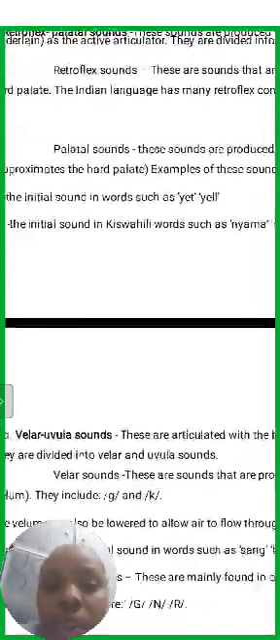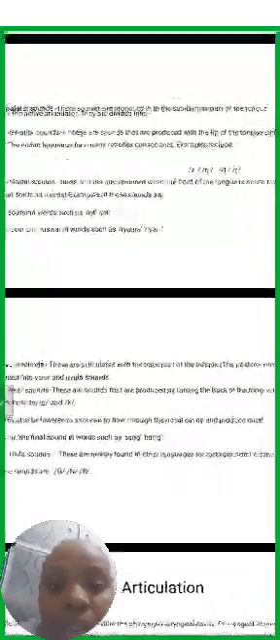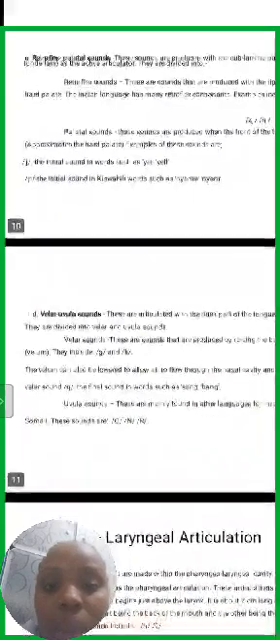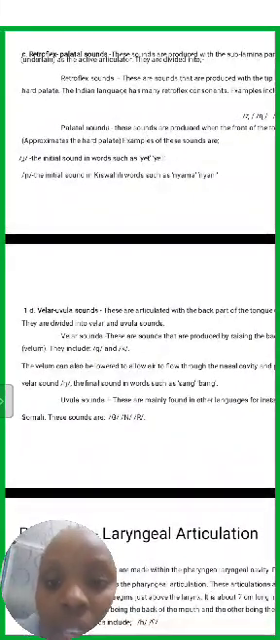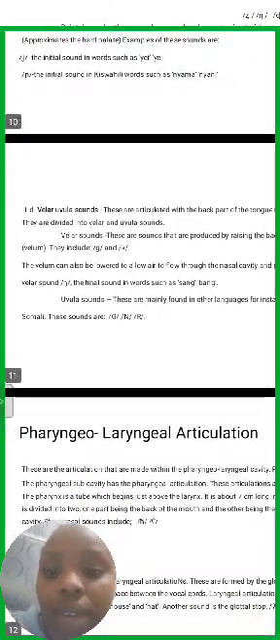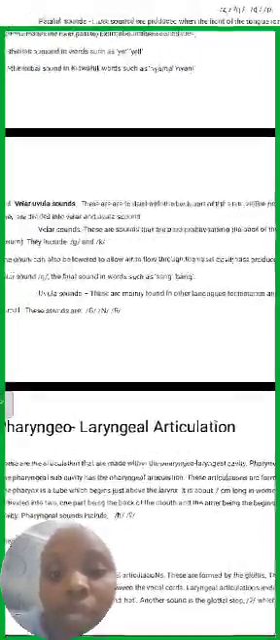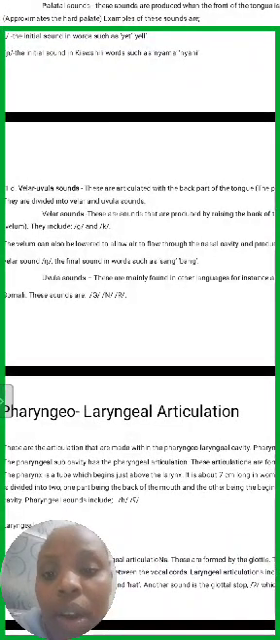So we have the palatal sounds. Palatal sounds are produced when the front of the tongue is raised towards the hard palate, for example in words like yet, yell, or in Kiswahili words like nyama or nyani. Then we have the next one, the velar sounds. They are articulated with the back part of the tongue. For example, we have g and k. Those are velar sounds.